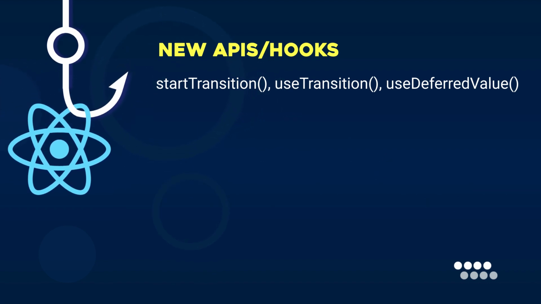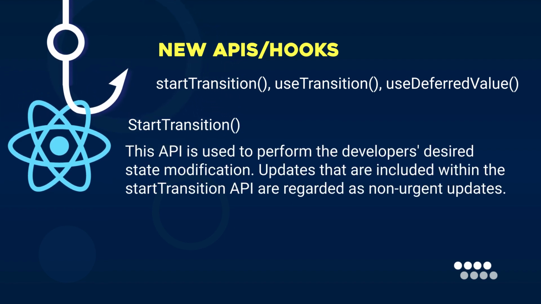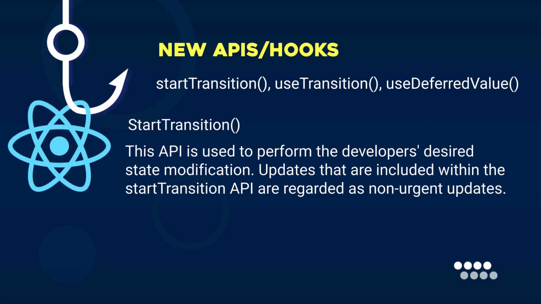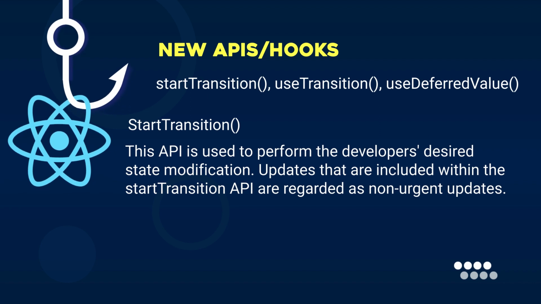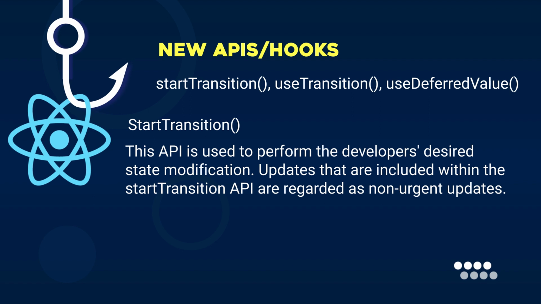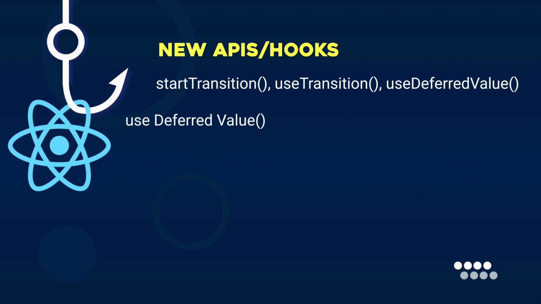The second one is startTransition. The availability of a specific transition can be checked using the API. This API is used to perform the developer's desired state modification. Updates that are included within the startTransition API are regarded as non-urgent updates. Urgent updates like key presses, clicks, etc. can override them.